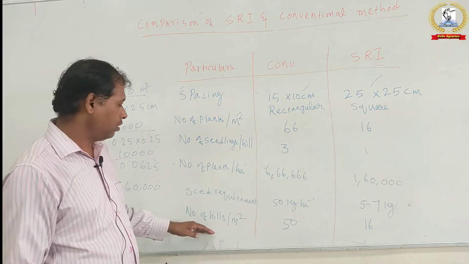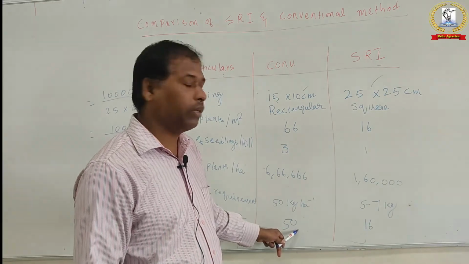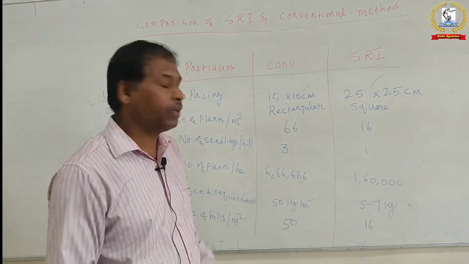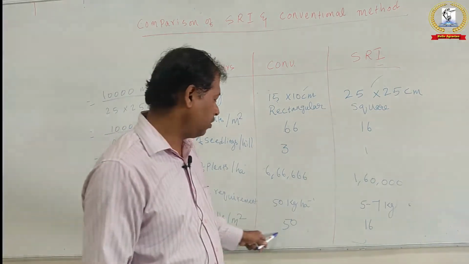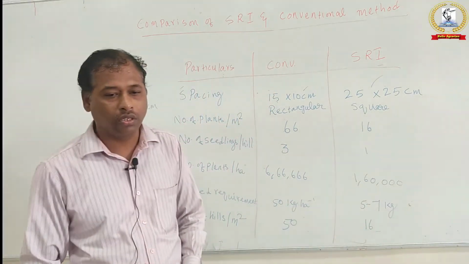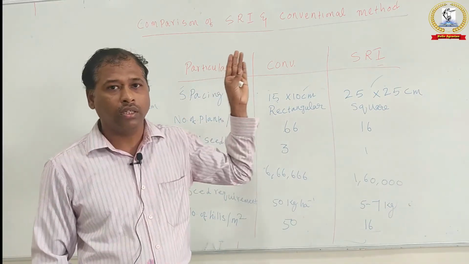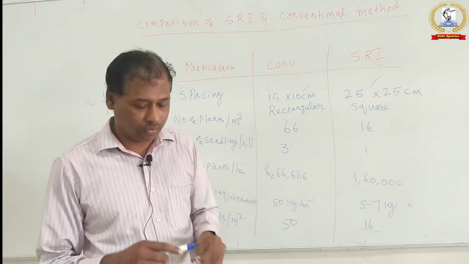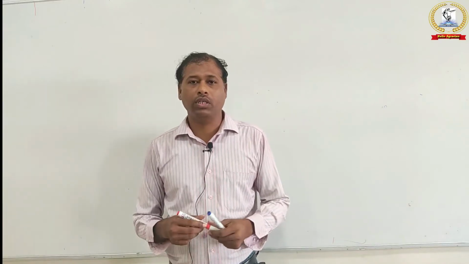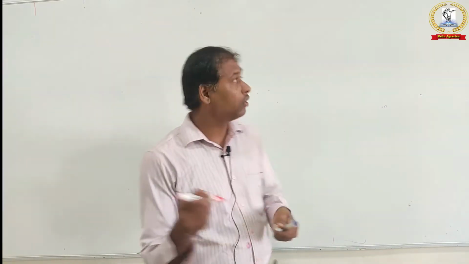Then next one is number of hills per square meter. In conventional method, the number of hills per square meter is 15 and in SRI method it is 16. So, this is all about the comparison between SRI and conventional method. Next one is advantages of system of rice intensification method.